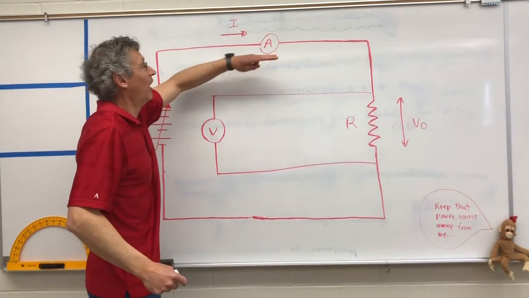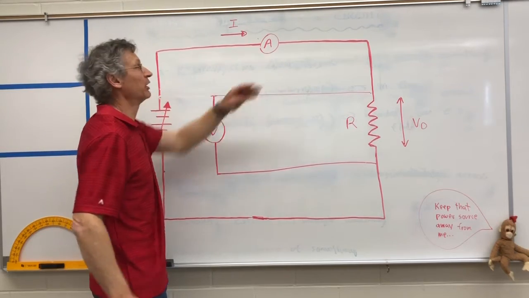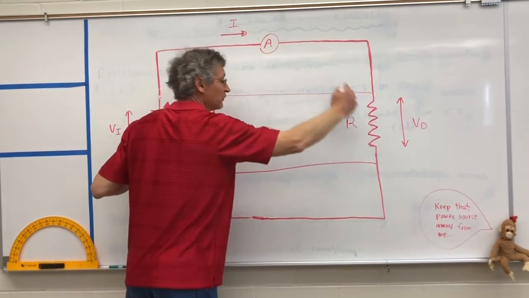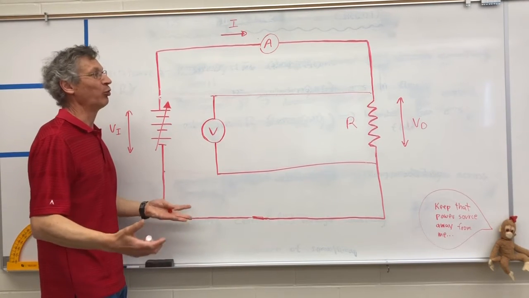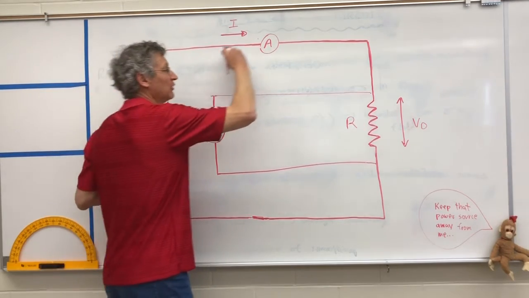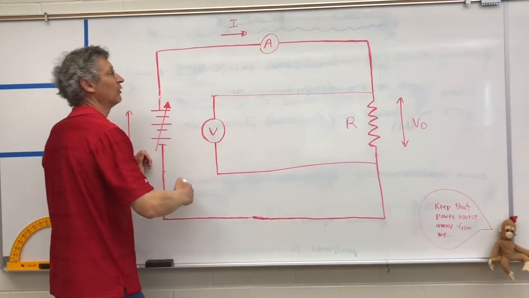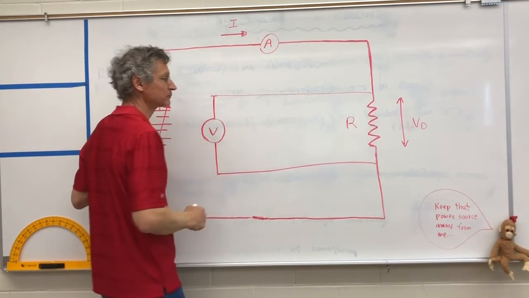So I have my ammeter here on the circuit, but it doesn't really matter where you put it. The current, the electron flow, is the same everywhere throughout, because let's face it, where are the electrons going to go? They are stuck inside the circuit flowing around it. The electron flow is the same everywhere. The current is the same everywhere.